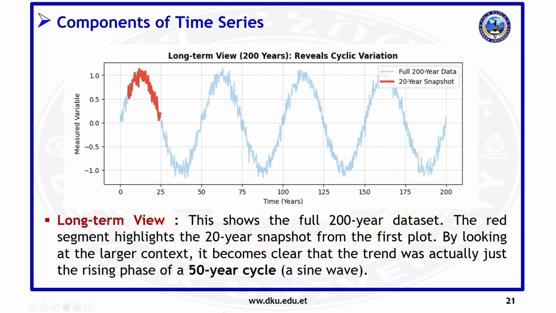This graph gives us a long-term view of the data. The blue line represents the full 200 years dataset, while the red segment highlights the 20-year snapshot we looked at earlier. At first glance, the red segment appears to show a steady upward trend, but when we consider the full 200 years, we see that this rise is actually part of a 50-year cyclic pattern, much like a sine wave.